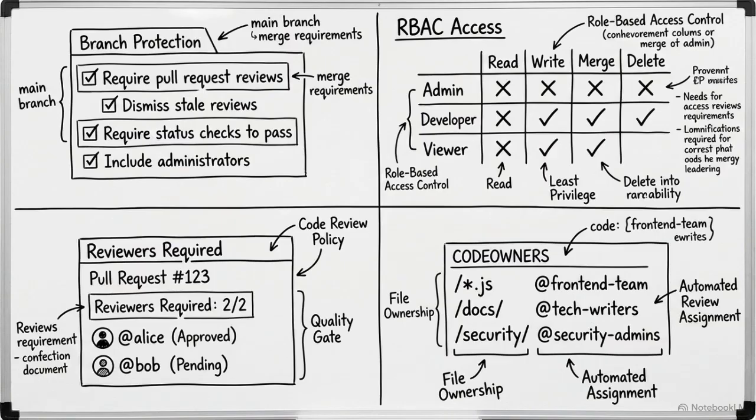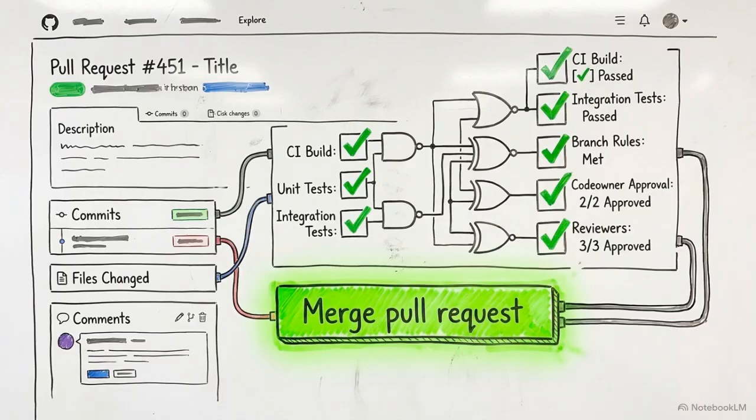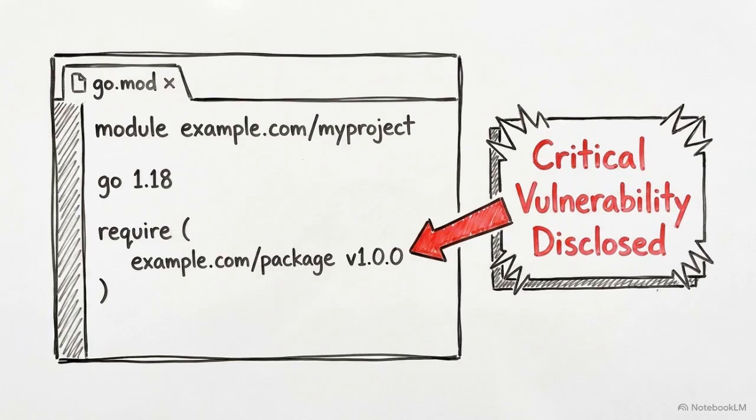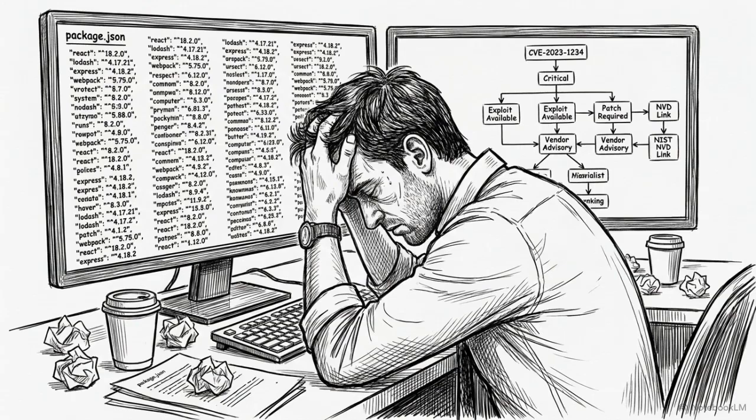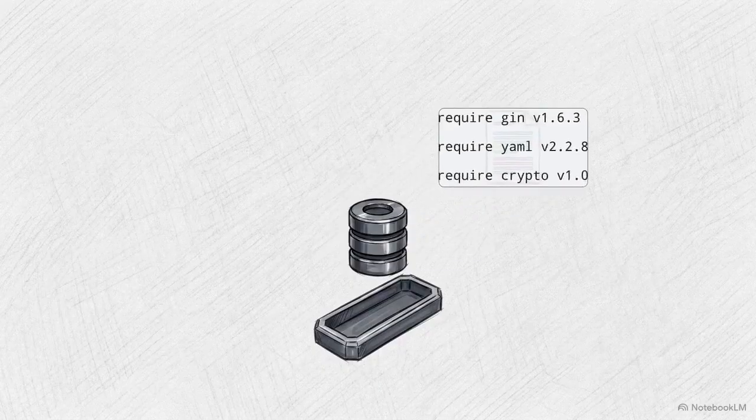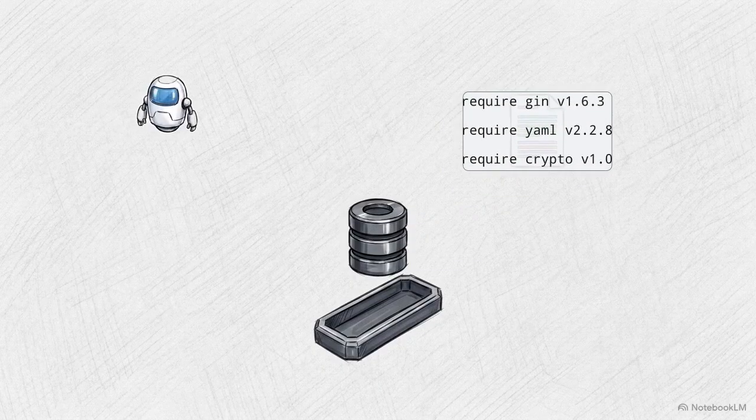Branch protection, RBAC, mandatory reviews, and code owners establish a rigorous governance gate for every line of code. Secure code can still become compromised months after merging if new vulnerabilities are discovered in its external dependencies. It is impossible for engineers to manually cross-reference global vulnerability databases against every package version listed in their repositories. This requires Layer 10, automated remediation via Dependabot.